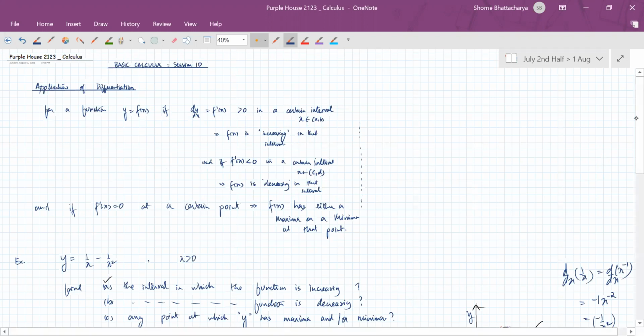Okay. So if the derivative of the function is positive in an interval, then the function is increasing in that interval. That is the concept. If the derivative is negative in an interval, then the function is decreasing in that interval. So now this particular question, we are applying that concept.